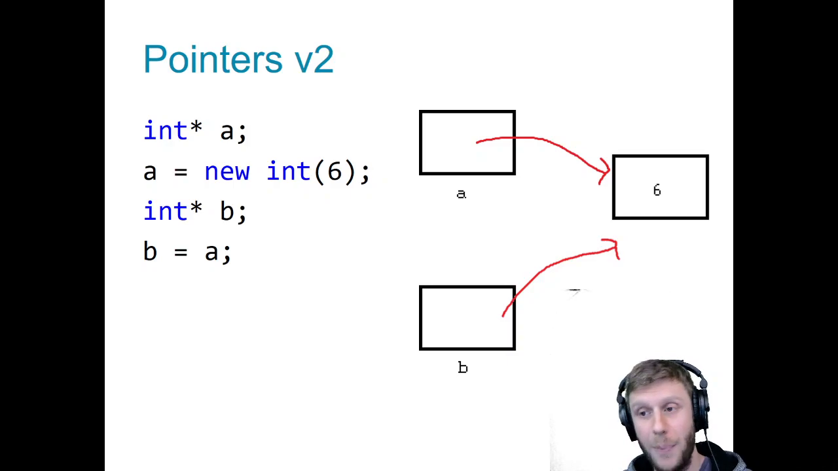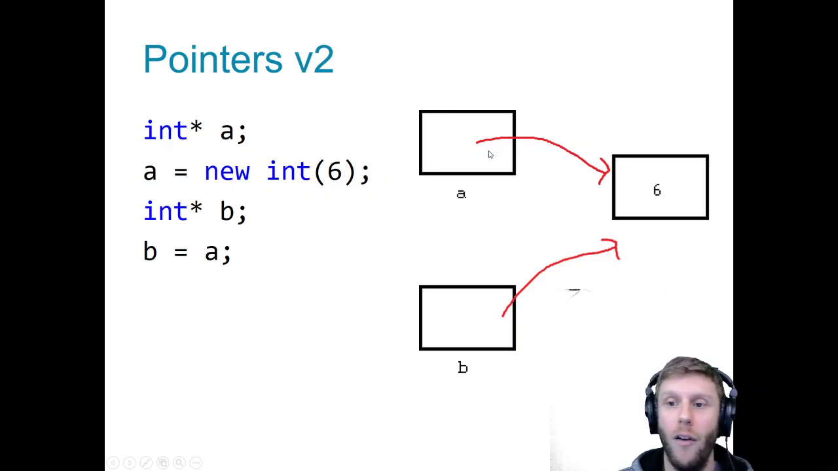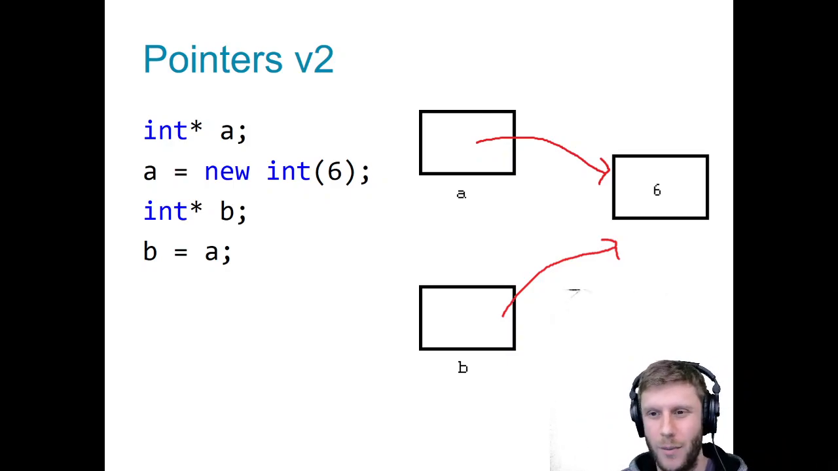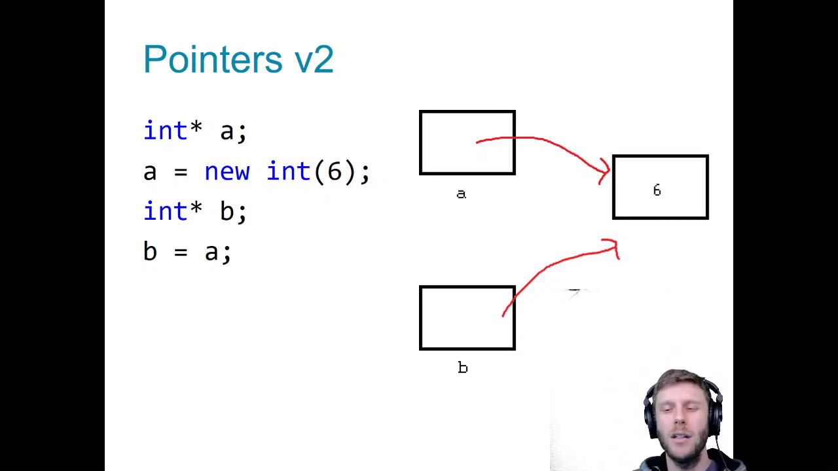We didn't make a copy of the 6. We didn't make a copy of some chunk of RAM somewhere that held the value 6. No, we made a copy of the pointer, the memory address of what was in a, and put it in b. But a and b are still independent. They're two different variables that'll get you to the same one single integer in dynamic memory, but they are still two separate variables.